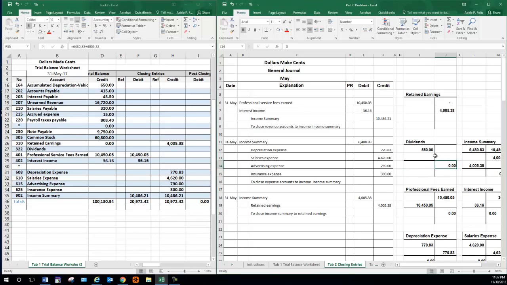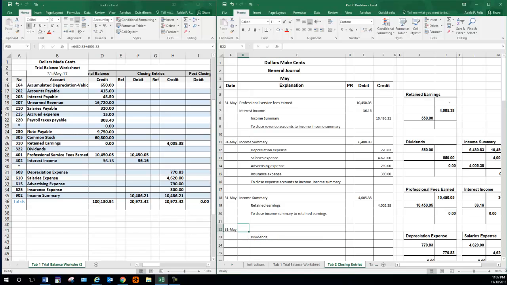So we also want it to be 0. In order for it to be 0, if it has a debit balance, we need to credit it to make it 0. So let's credit dividends. Notice I started it in the credit column, and that's for 550. And I'm going to close it to retained earnings, so I'm going to debit retained earnings 550. I'm going to put an underline there.